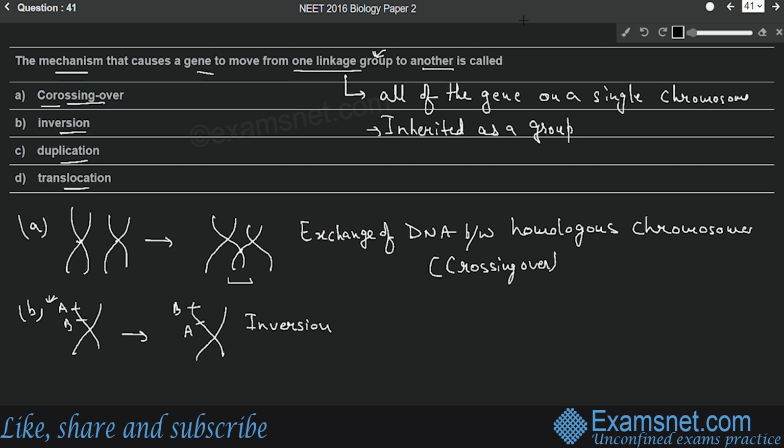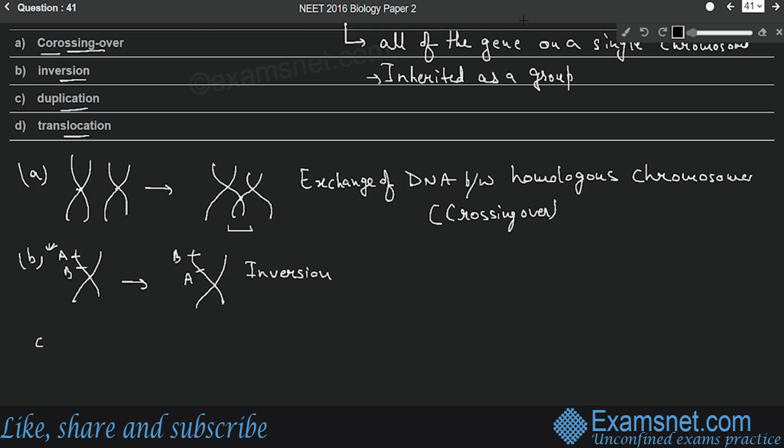Then the third one is duplication. As the name suggests, the DNA will get duplicated. That means multiple copies of DNA are produced.